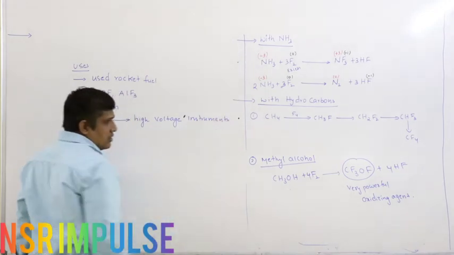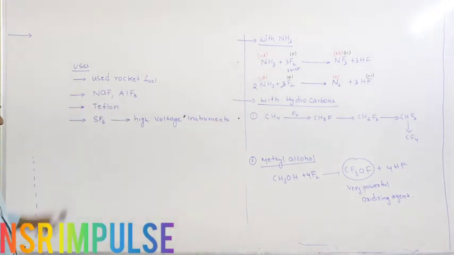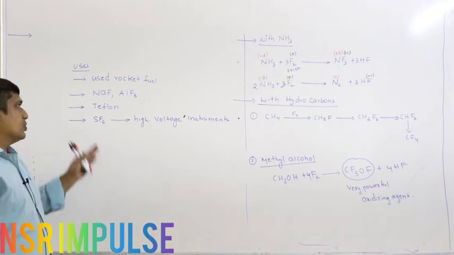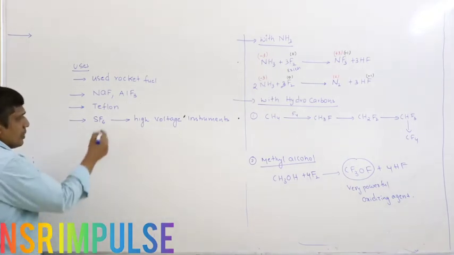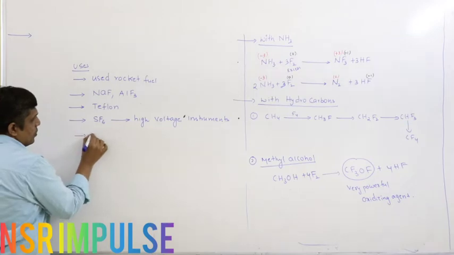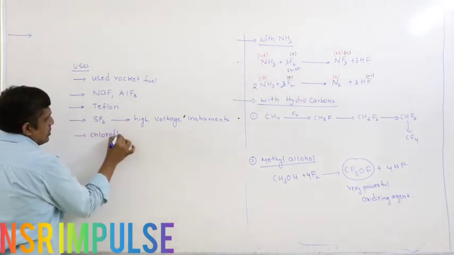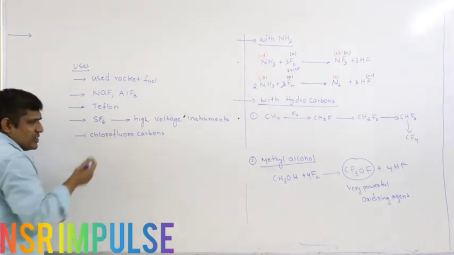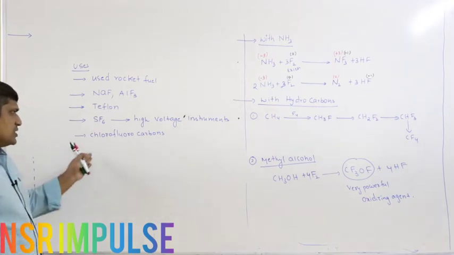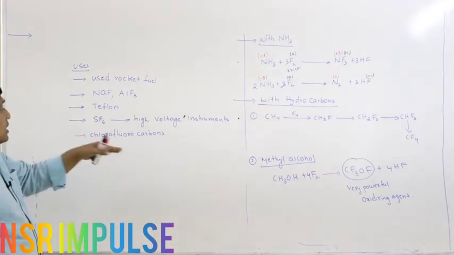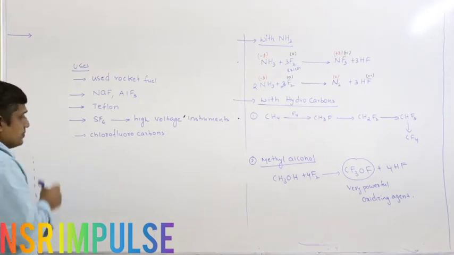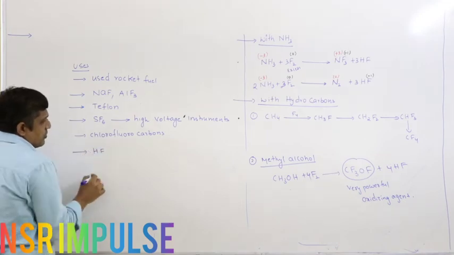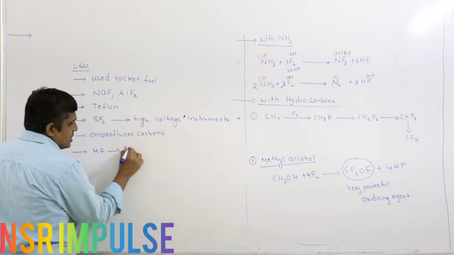The gas that is used in transformers and high voltage equipment is SF6 because it is stable even up to 500 degree Celsius. You might have studied the reason for that. Next, chlorofluorocarbons are used in refrigerators, because of which ozone depletion takes place. And HF, a compound of fluorine, is used for etching of glass.